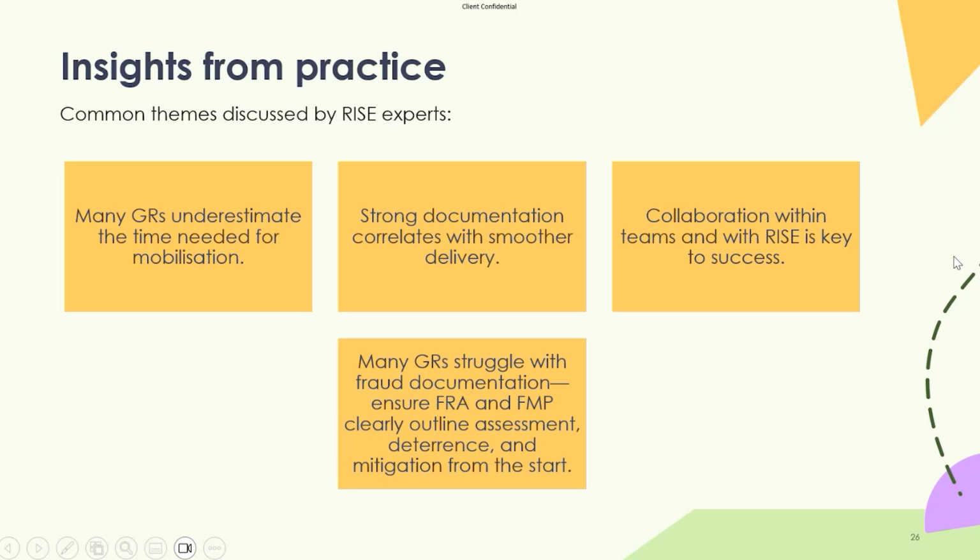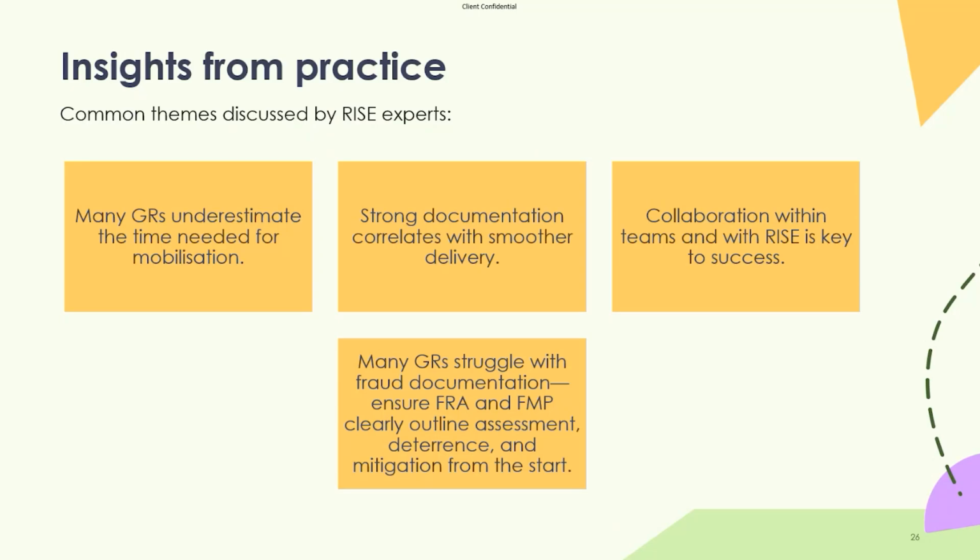And finally, some insights from practice based on, I would say, a collective input of the RISE team that is working on MMR reviews. Some GRs do tend to underestimate the time needed for mobilization of all of these documents because the department's expectations have definitely evolved as compared to previous programs. Stronger documentation typically correlates with smoother delivery, which I don't necessarily think should come as a surprise to anybody who is a GR. Collaboration within teams and with RISE is key to success because we are intended to be your critical friends. So if there's any additional support that we can offer you, we would be extremely happy to provide it.